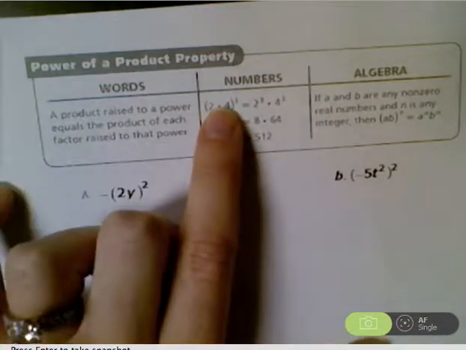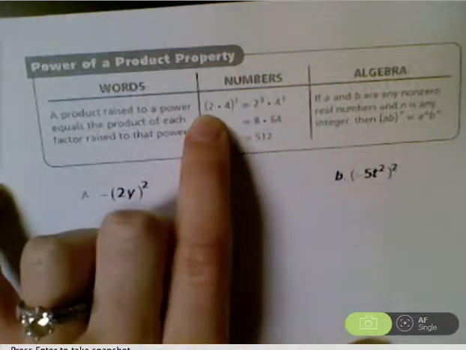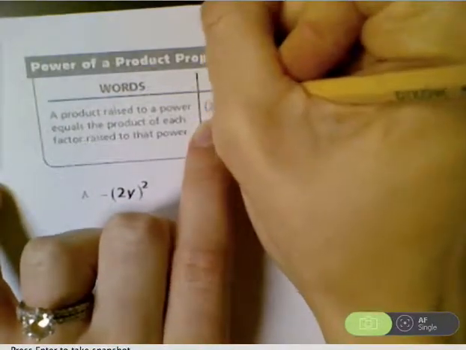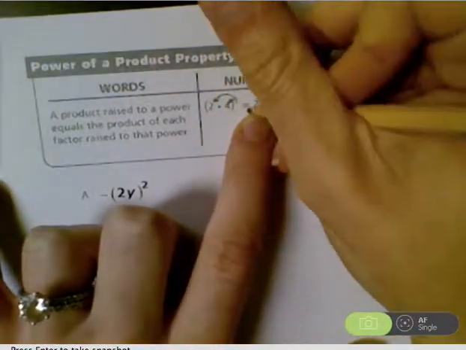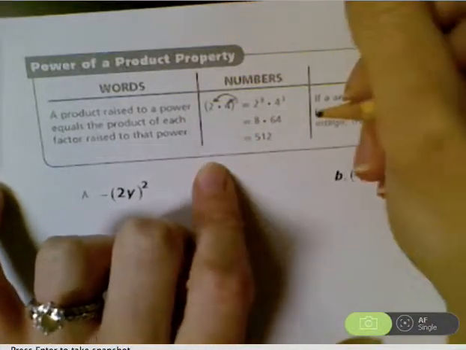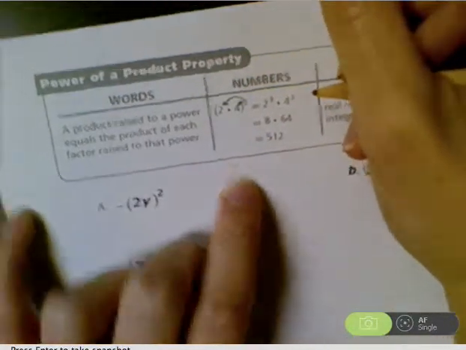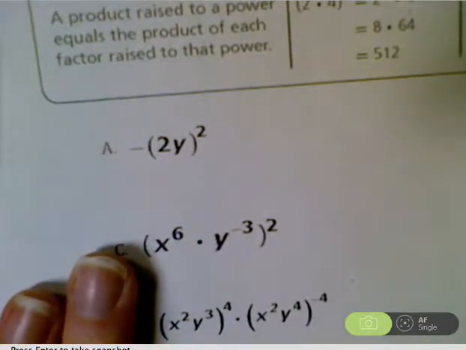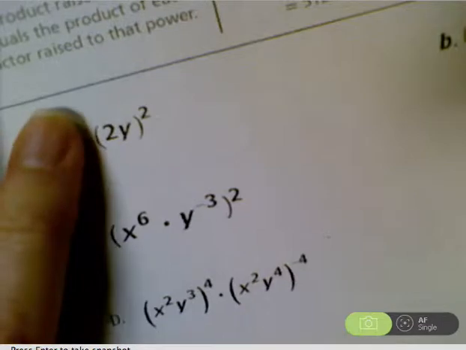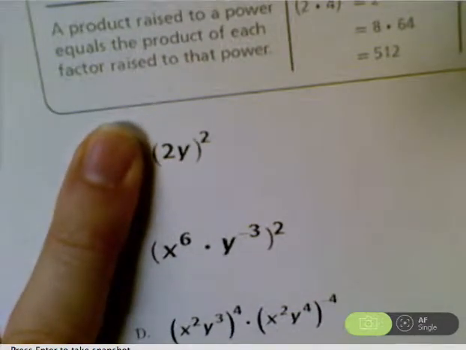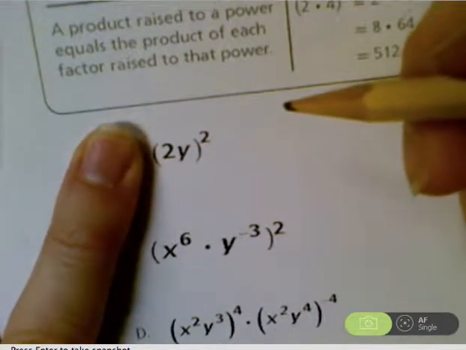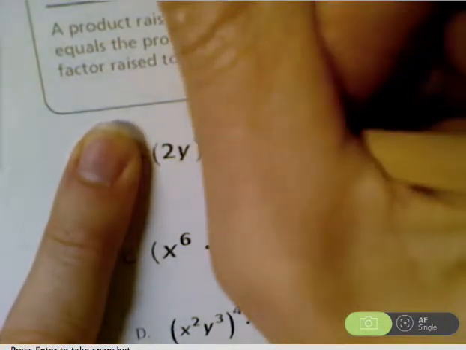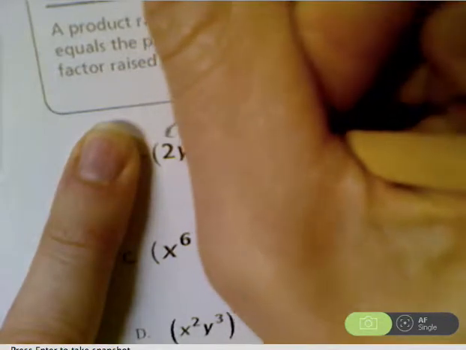So if you look at the example, inside the parentheses here are 2 times 4. So it's like they distributed the power of 3 to the 2 and to the 4 and got 2 to the power of 3 times 4 to the power of 3. Okay, so let's look at the first example. Letter A says negative 2y to the power of 2. Now the negative is outside the parentheses, okay, so we're just going to kind of ignore it for now. The power of 2, since this base is in parentheses, applies to both the 2 and to the y.